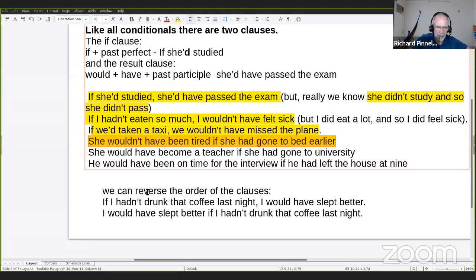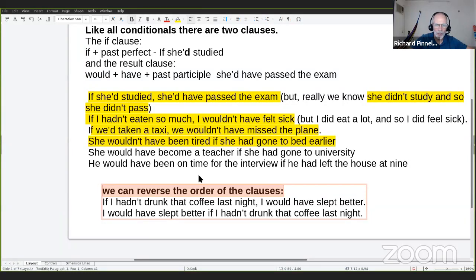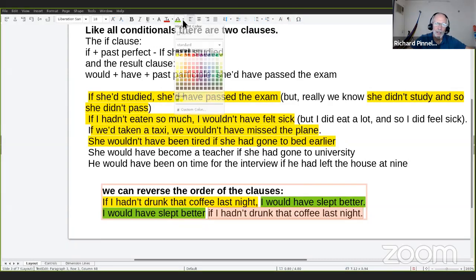Down here, we can reverse the order of the clauses. That means the if part doesn't need to come at the beginning. Up until now, I've put the if at the beginning with a comma at the end, and then the result after. But it doesn't matter. We can say, if I hadn't drunk that coffee last night, I would have slept better. Or we can change it and say, I would have slept better if I hadn't drunk that coffee last night. The result can come first. It doesn't make any difference. Here, there's no comma.